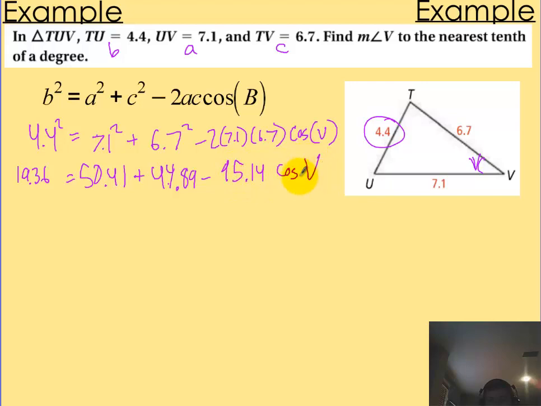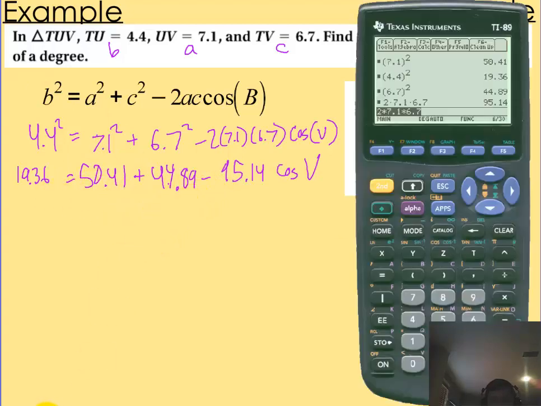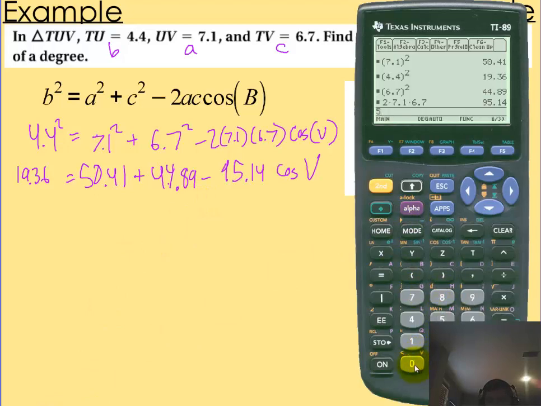All right, so doing some math here. Combining all these numbers, what do I get? I'm just doing it on a calculator to make sure I do it right. 50.41 plus 44.89 is 95.3, and I'm going to end up subtracting that from 19.36. So 19.36 minus 95.3. Okay, negative 75.97.